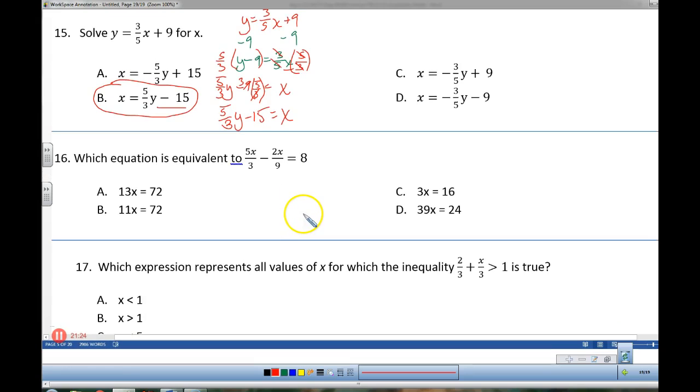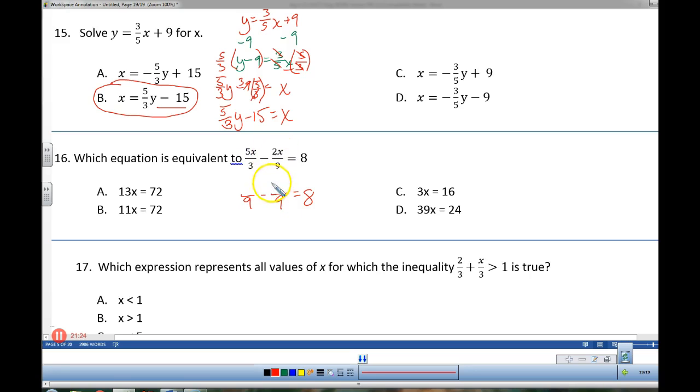All right, number 16. Which equation is equivalent to that equation? So we've got to find an equivalent equation. How do we do that? Oh, we got to add fractions. Anybody around remember how to add fractions? We need a common denominator. So we have 3 and 9. What's going to be our common denominator? It'd be the big one, because isn't 9 a multiple of 3? Sure it is. So my common denominator is going to be 9.